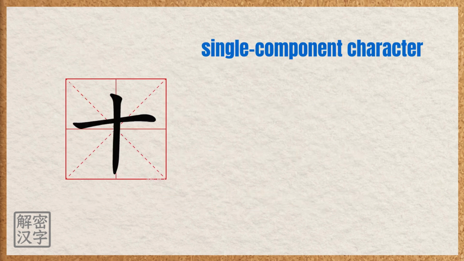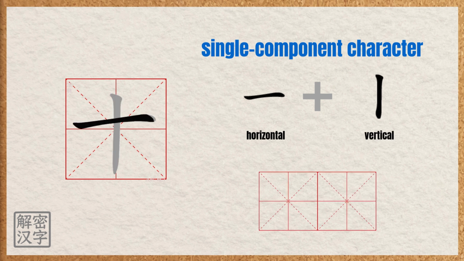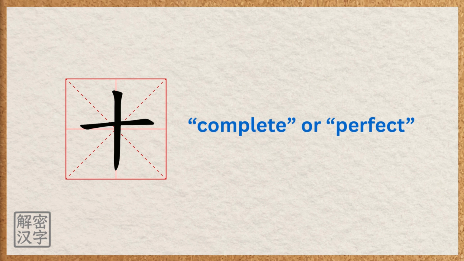The character 十 is a single component character made up of just 2 strokes, one horizontal and one vertical. When writing it, remember the stroke order. First, the horizontal stroke, then the vertical one. Super simple, right? By the way, the character 十 also means complete or perfect.